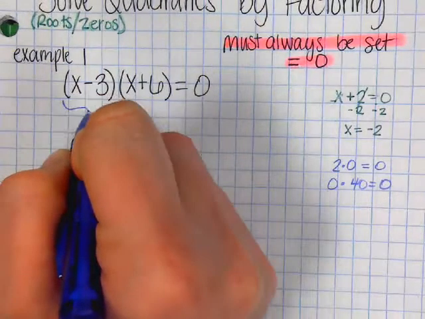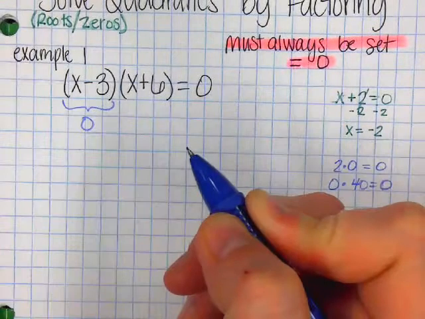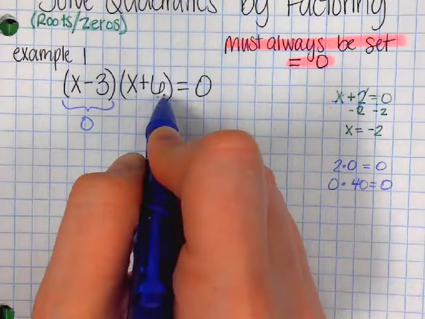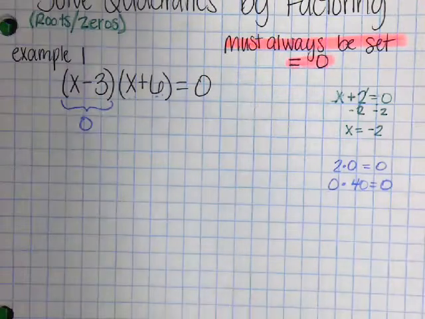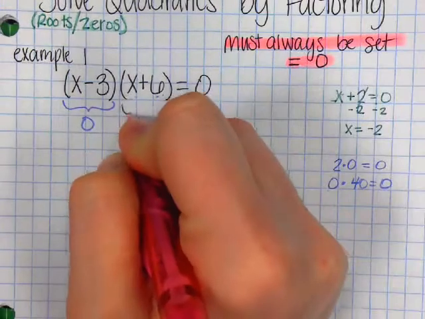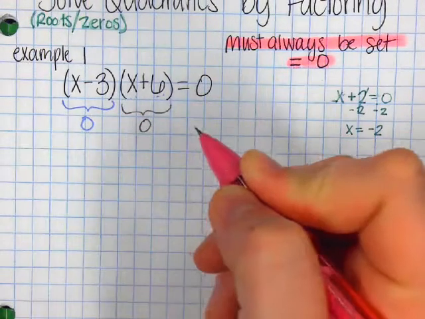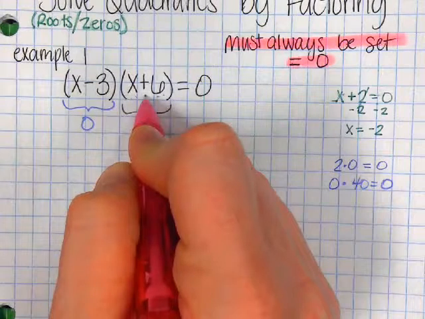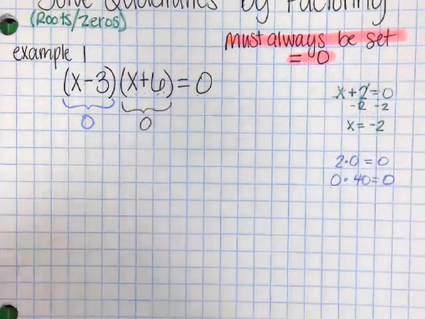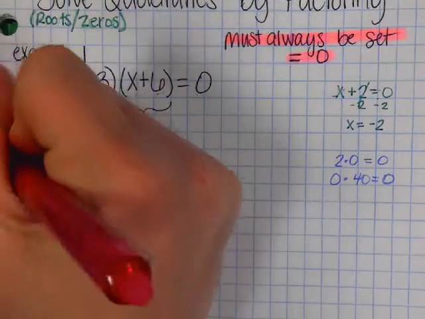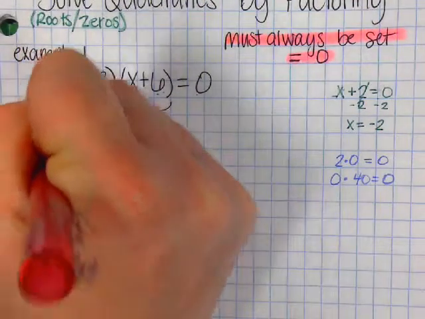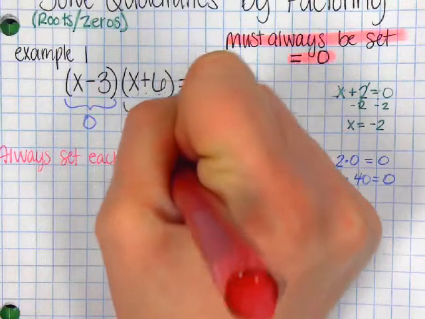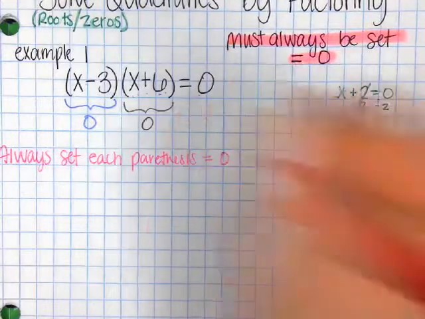So what I need to do is set each of these parentheses equal to 0. Because if I can make this parentheses equal to 0, it doesn't matter what's in this parentheses. Same for this one. If I set this one equal to 0, it doesn't matter what's in this parentheses, because whatever's in this times 0 is going to give you 0. So you will always set each parentheses equal to 0.